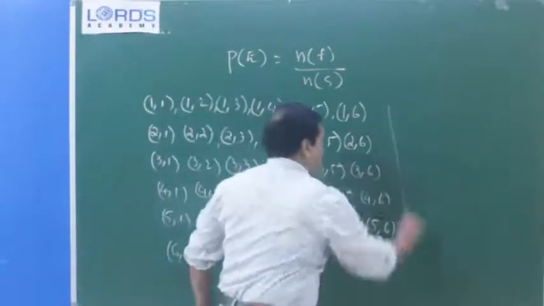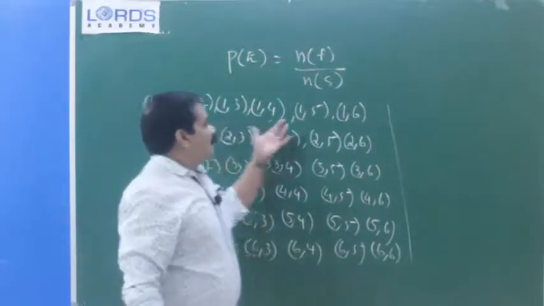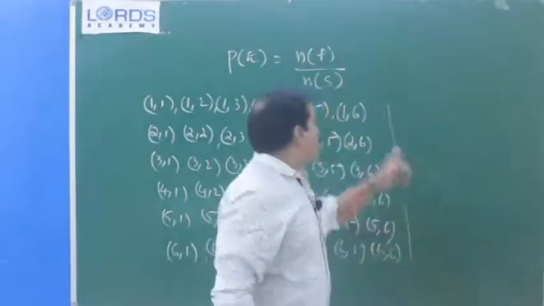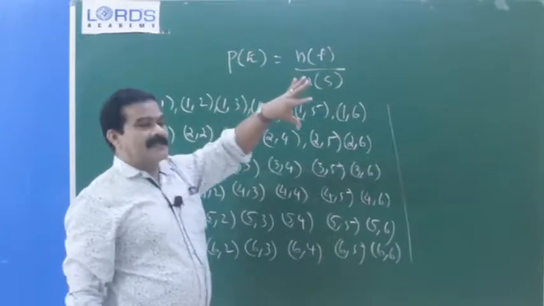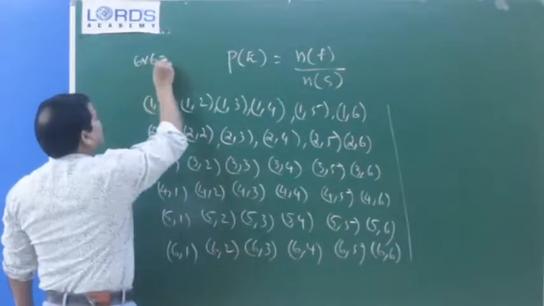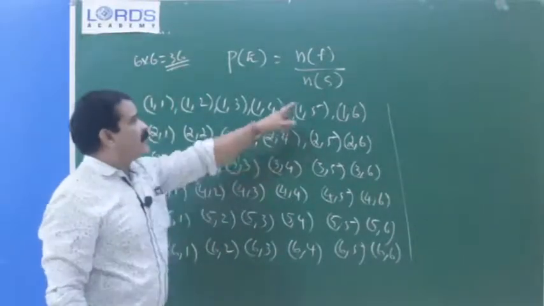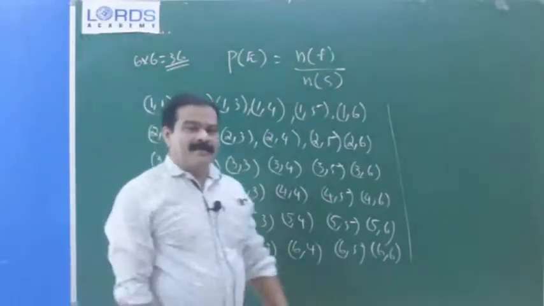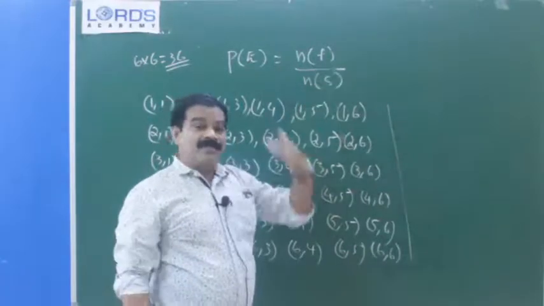Okay. What is the total outcome? Total possible outcomes, that is 2 dice, that is 6 into 6, which is equal to 36 possible outcomes. This is our n of S. Then we have to find out the number of favorable cases. In each case you have to find out.